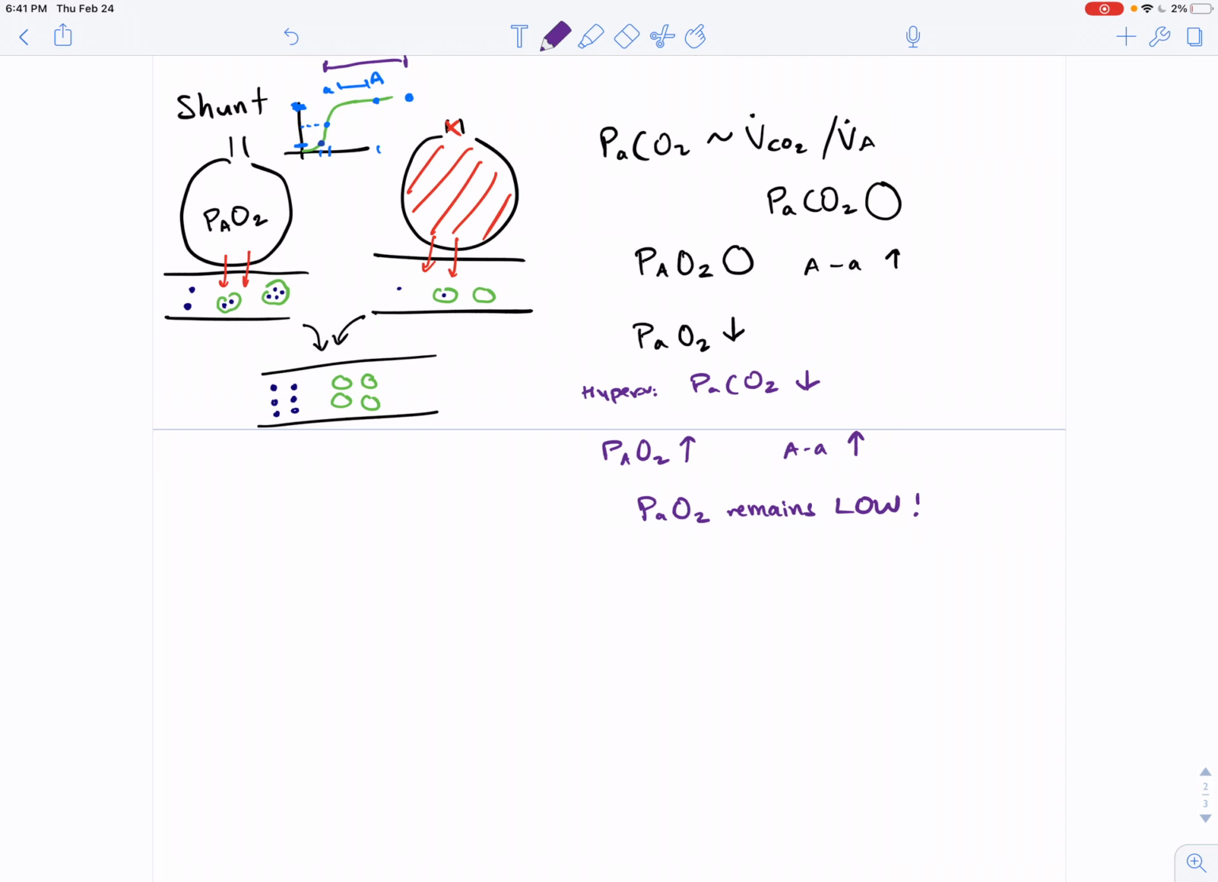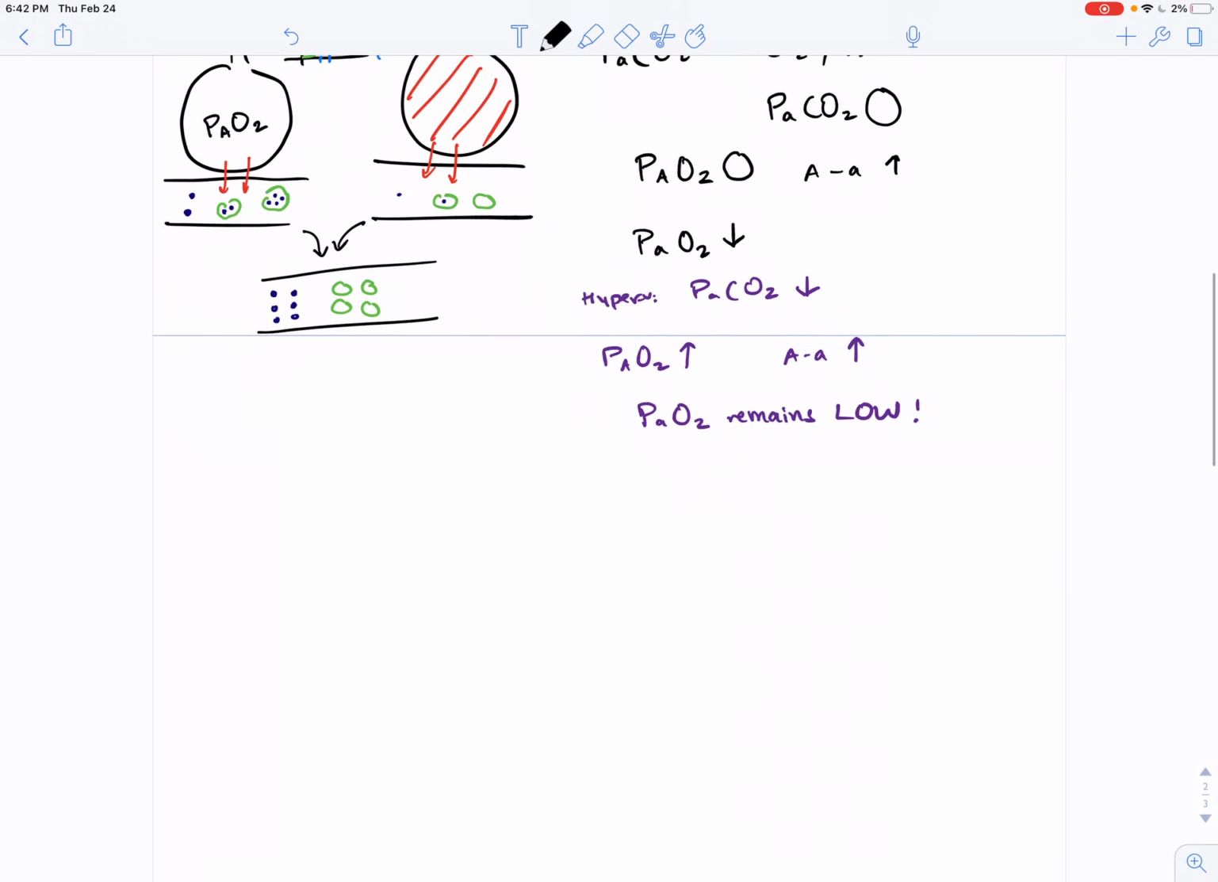And that's kind of the effect of shunting, which is that hyperventilation will not get us out of a shunt. Hyperventilation will definitely decrease our PaCO2. Our CO2 concentrations will start to decrease because remember, CO2 concentrations are directly related to our VCO2 and our alveolar ventilation, but our PaO2 is going to remain low in the case of a shunt.